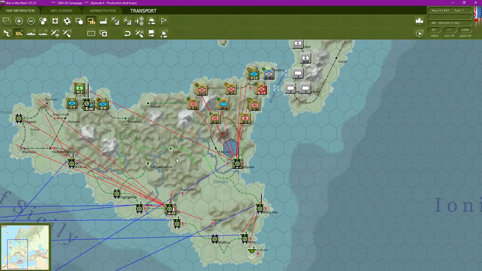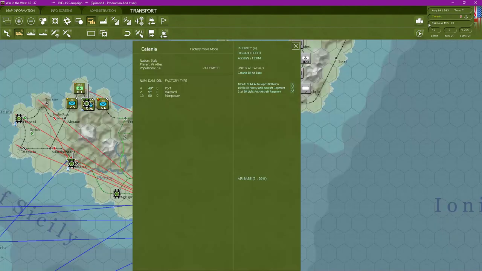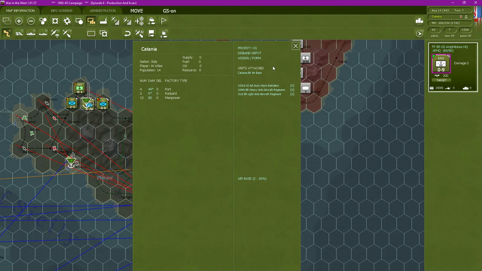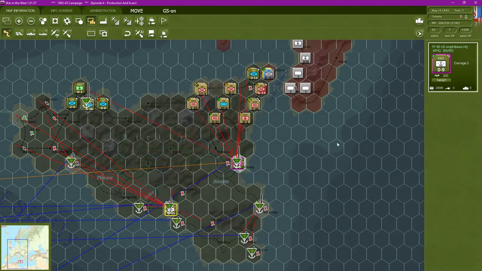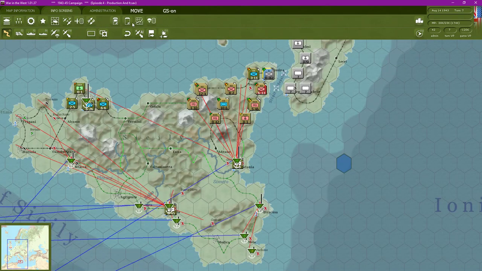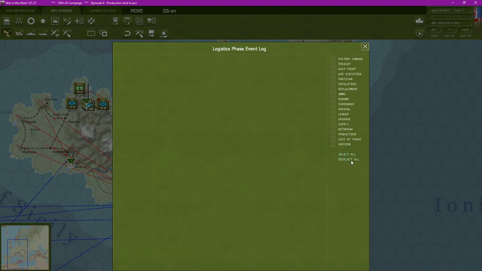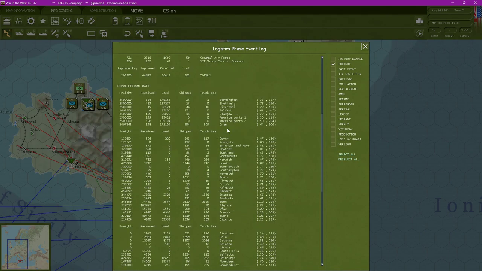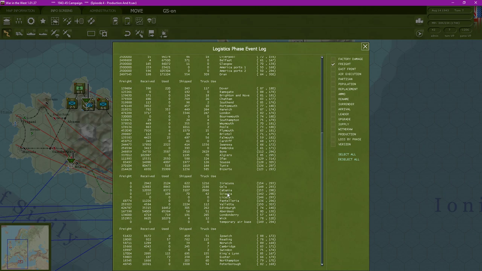So let's say over here to Catania. So let's find out. Apparently I don't have anything at the port, or it might be due to the fact I'm in this mode. Let's see. Okay, so we have nothing in the port at the moment. Now, if I find out from the log how much is being sent here. So deselect all, and we'll select freight. Now I want to find out about Catania. Right, Catania. Right, okay, so freight.